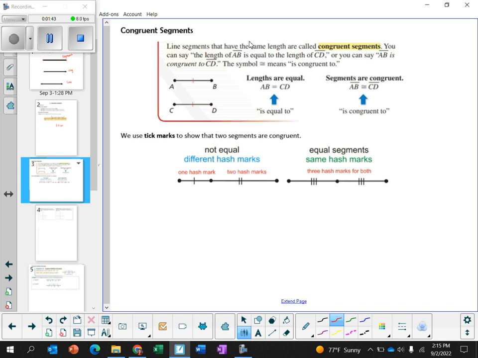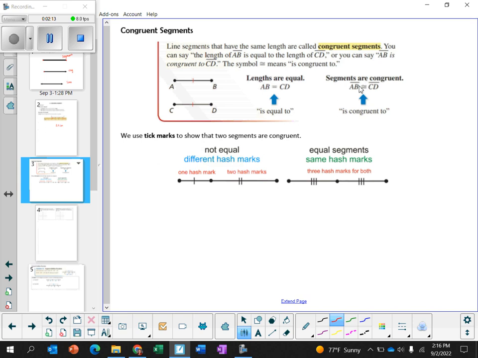Line segments that have the same length are called congruent segments, and congruency is going to be a huge thing in geometry this year. So we can say the length of segment AB is equal to the length of segment CD, or segment AB is congruent to segment CD. The difference between them is measurements or lengths can be equal because there's actual values to those, but the segments themselves are then called congruent.